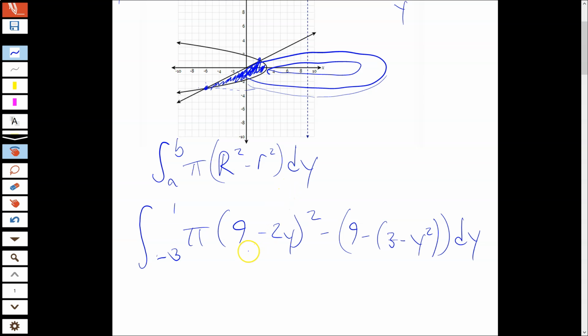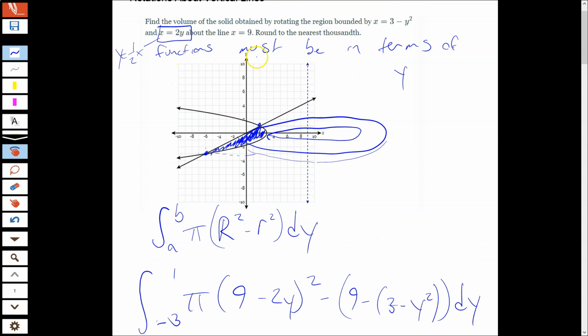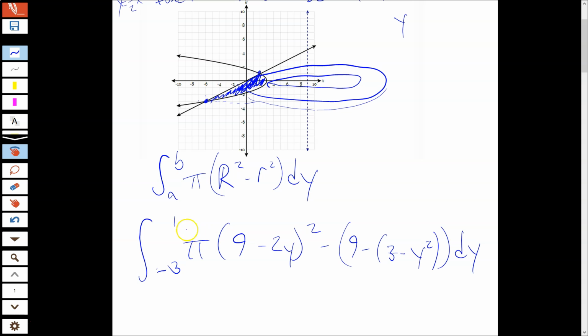So I won't solve this. I'm expecting most of you are doing this on your calculator at this point in your career, because the work of setting them up is the real intellectual work that I want you to be doing. One more time, make sure you capture these two things, that the functions must be in terms of y, and capture that these boundaries are y values instead of x values now. Other than that, again, your work is the same as your previous one.